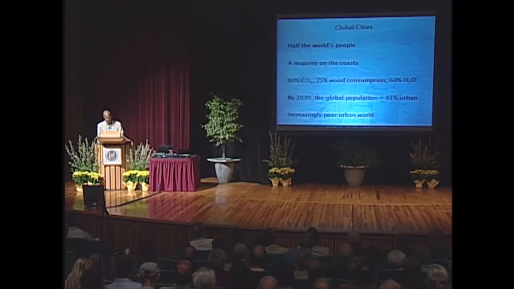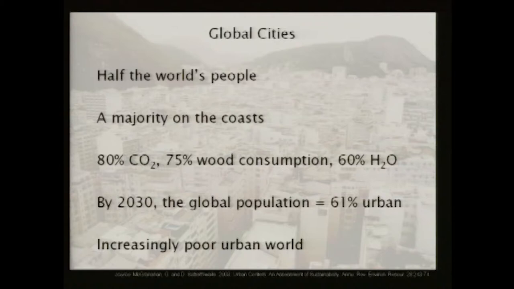A majority of that urban population is within easy reach of a coast. The fastest growing urban populations by far are located in Asia and Africa. And China now, astoundingly, accounts for one half of all construction in the world. As a result, there are significant resource issues to consider. 80% of CO2 emissions is caused directly or indirectly by people living in cities. 75% of wood consumption is used for construction and fuel in cities, and 60% of water withdrawals also occurs to serve the residents of cities.